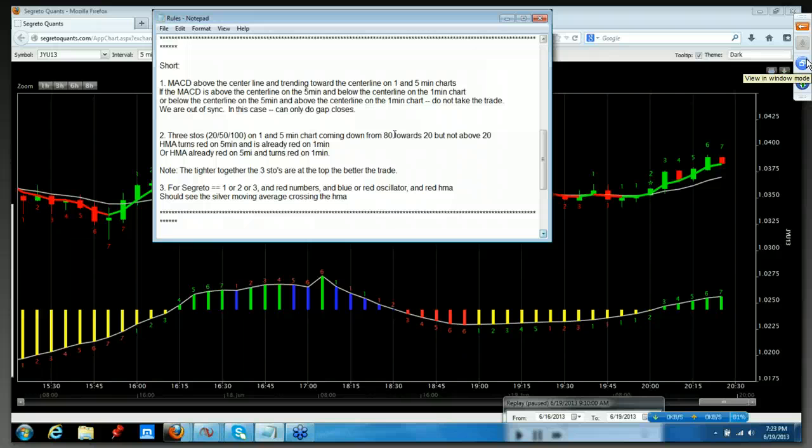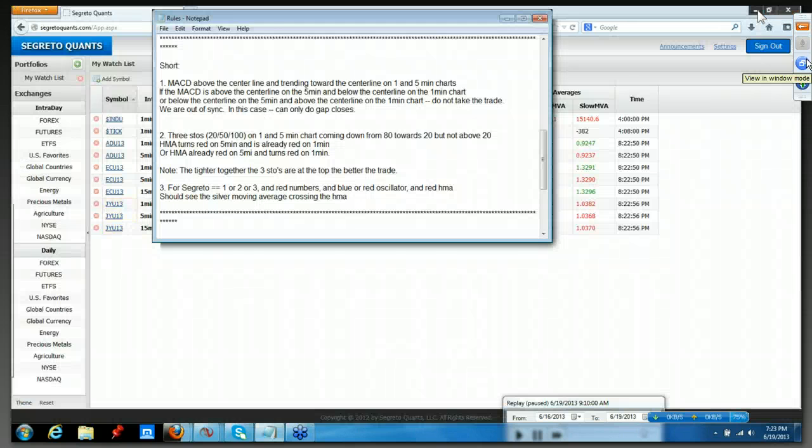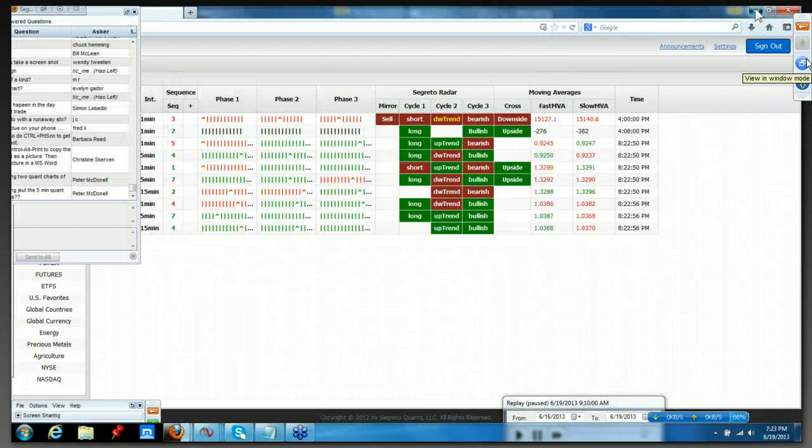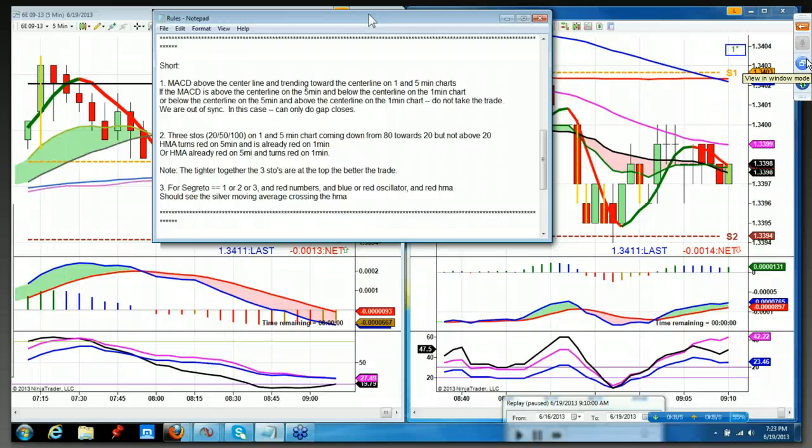So for the short trade, the MACD, so let's just go to a chart instead of a Segredo chart. I'm going to go over here to my 1 minute. This is my 1 minute chart, and this is my 5 minute chart. So you're looking for the MACD, if you're going short, to be above the center line and trending towards the center line on the 1 and the 5.